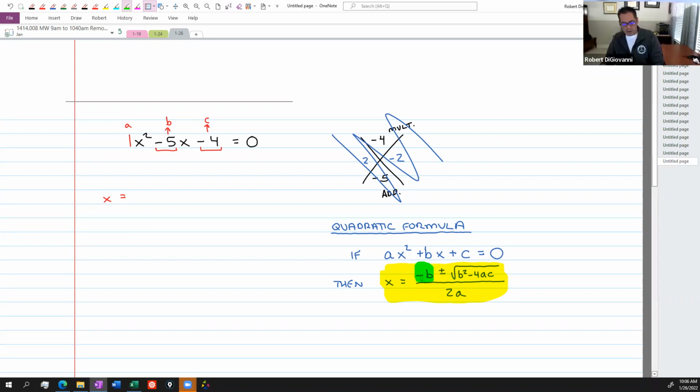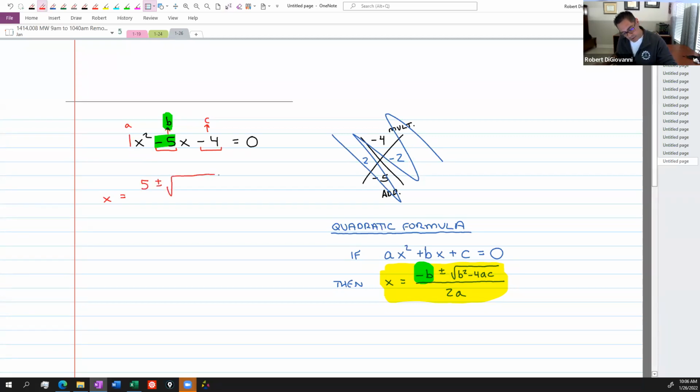So let's start with this in green, negative b. Negative b in the formula is always the opposite of the b that we have, right? So what is our b? Our b is the -5, right? That's what b is for us. So in the formula, it would be the +5. Yes? Okay. So that would be +5, then plus or minus.